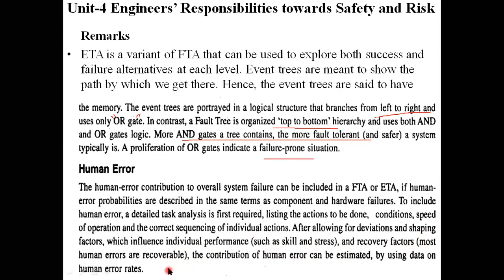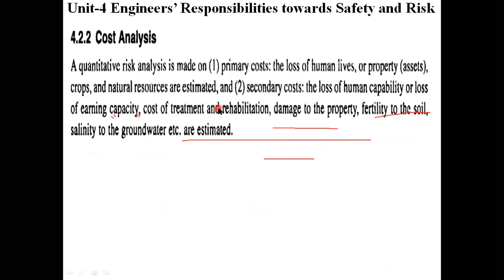Whatever human errors occur, we can make them all recoverable. The contribution of human error can be estimated by using data on human error rates. Data on human error rates we can analyze very easily.